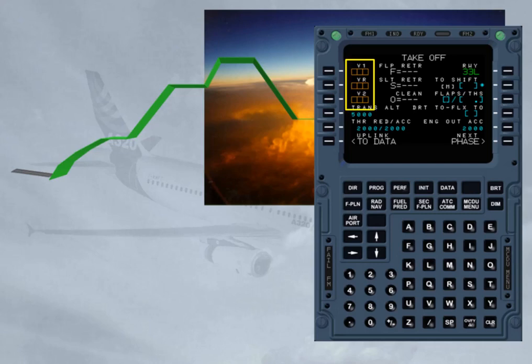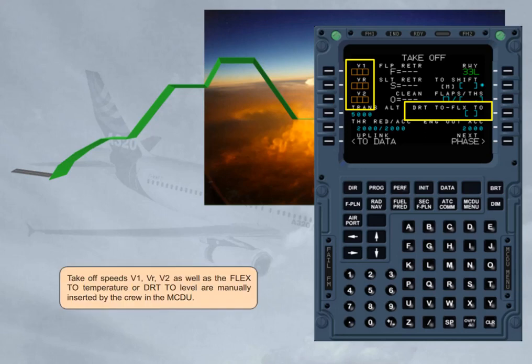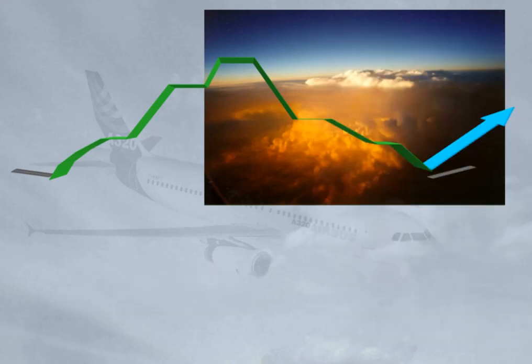Takeoff speeds V1, VR, V2, as well as the flex takeoff temperature or DRT takeoff level are manually inserted by the crew in the MCDU. The FMGC computes predictions for the primary and secondary flight plan, whenever the lateral vertical flight plan are completed and when all strategical and tactical data is inserted.